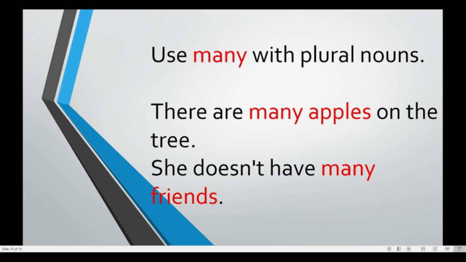Now let us see how many is used. Many is used with plural nouns. I already said much is used with uncountable nouns. Uncountable nouns are usually singular. Many is used with plural nouns.